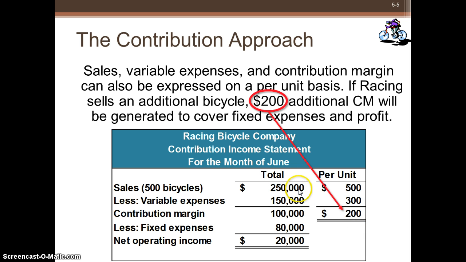So in total, when you sell 500 bikes, your revenue is 500 times 500, $250,000. Your variable cost is 500 bikes times $300 variable cost per unit, $150,000. Contribution margin is $100,000, simply the difference between sales and variable cost, or 500 bikes multiplied by $200. So for every additional bike after 500 bikes that Racing Bicycle sells, they will increase their net operating income by $200. They'll also increase their contribution margin by $200.